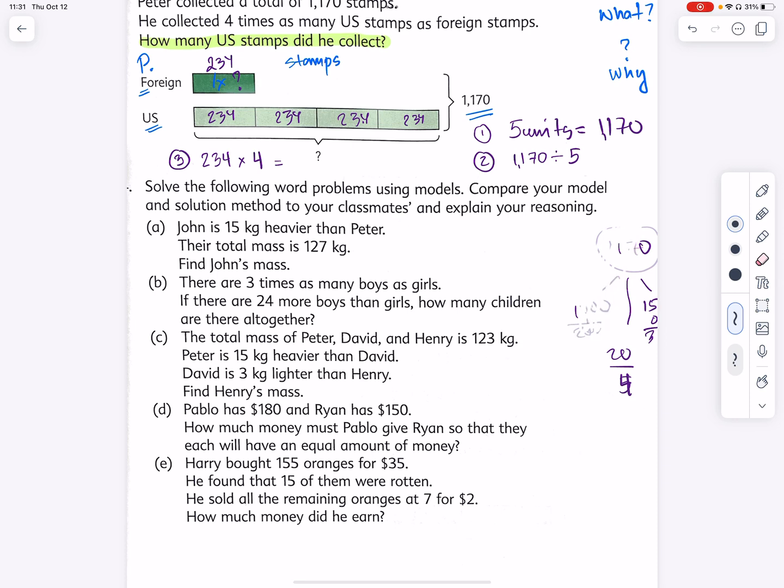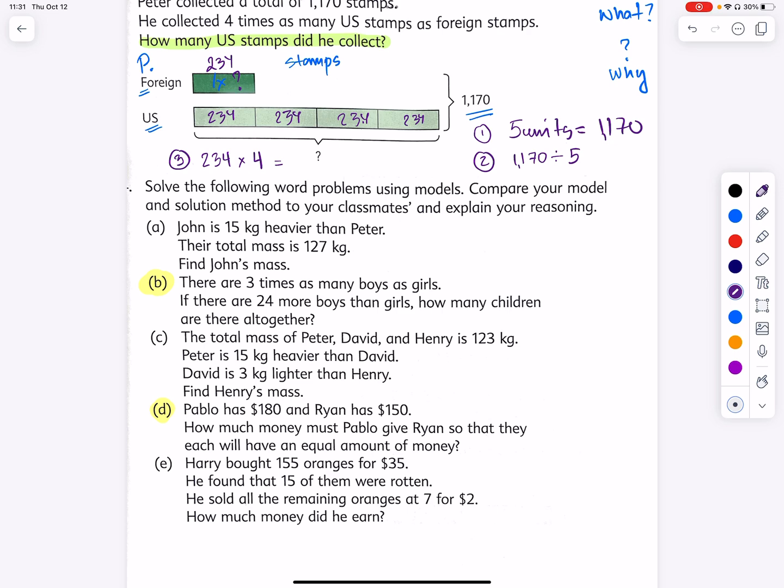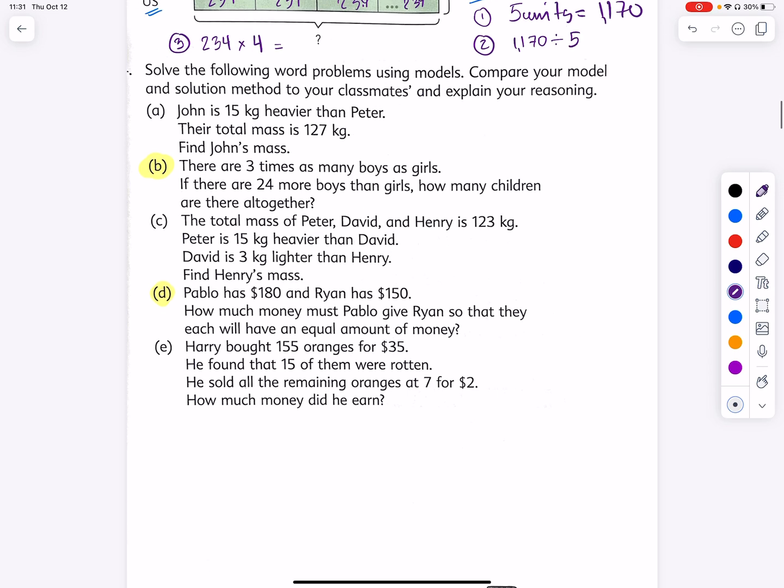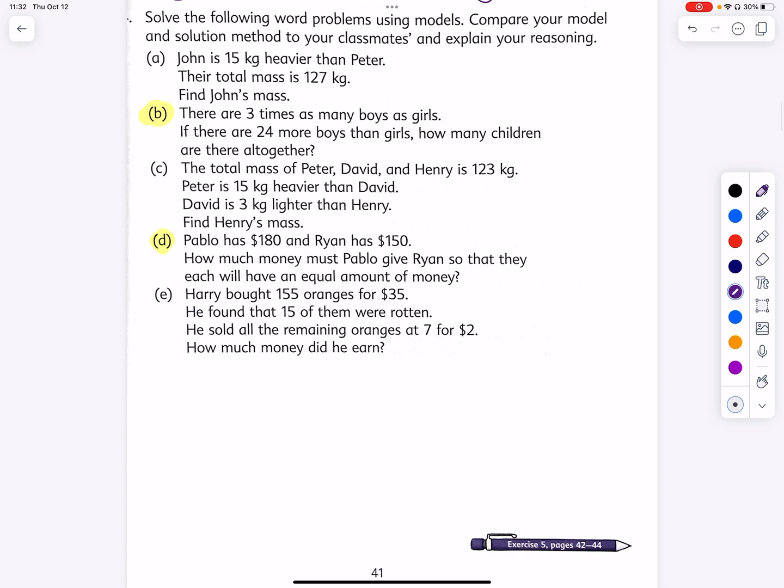Next, I am going to solve not every problem, but I want to solve B and D, and then we'll see how much time we have. So let's look at the problems. Solve the following word problems using bar models. Let me make some more space. Then compare your models and solutions with your classmates.